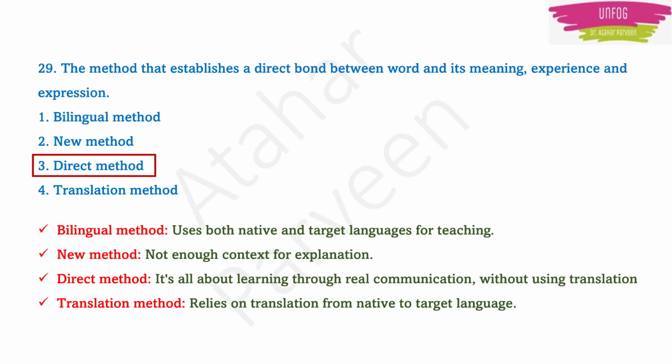Next is the direct method. As I already told you, it's all about word and its meaning, experience and expression. It is giving you learning through real communication without using translation. So directly one-to-one you are teaching without any language problem. Okay. Next one is the translation method. Translation method is actually used to translate native language to target language. Okay. So every time we need to translate in order to teach the learners. Okay. Clear, right?